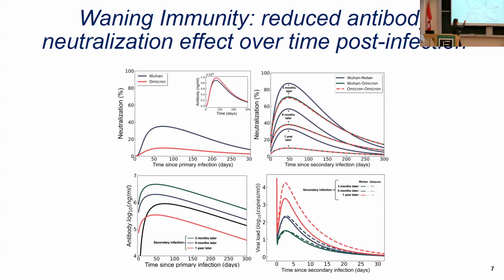And also we looked at the different time periods, like 3 months, 6 months, 1 year later than the primary response for the secondary exposure. So we can see the later time that we have, the lower neutralization. For 1 year secondary exposure, it has the lower neutralization, and as well, lower antibody level. We can see this green curve is higher because that is 3 months later. So it shows waning immunity. During the time, we have waning immunity.